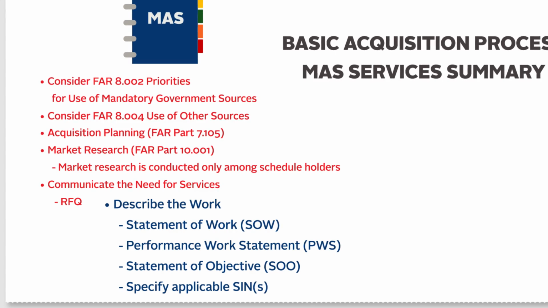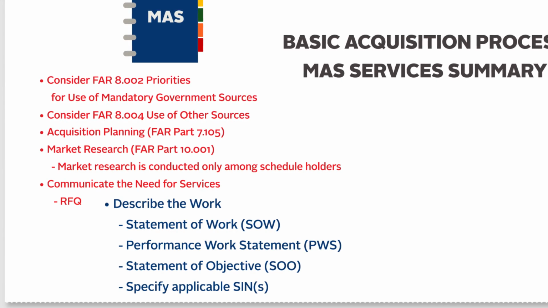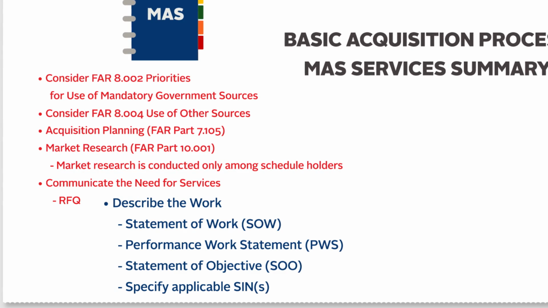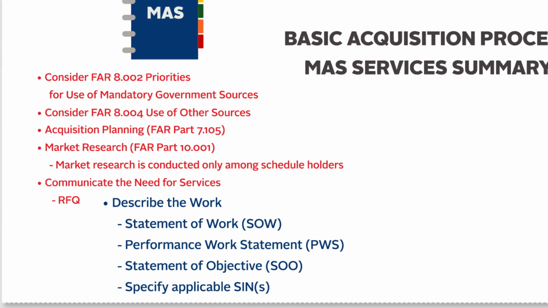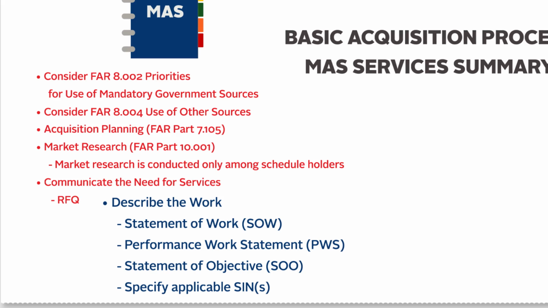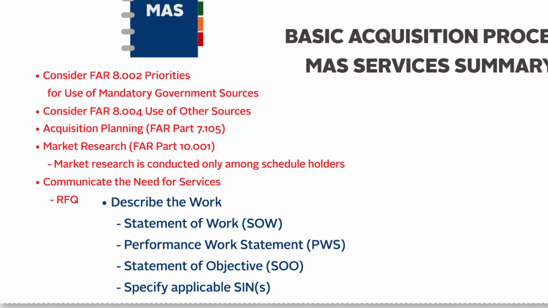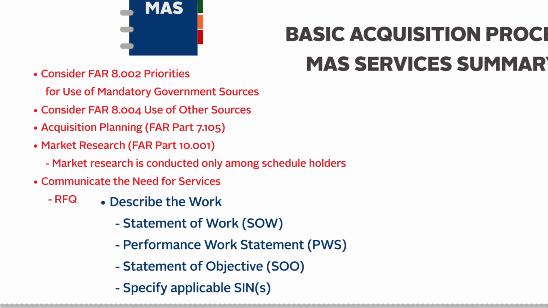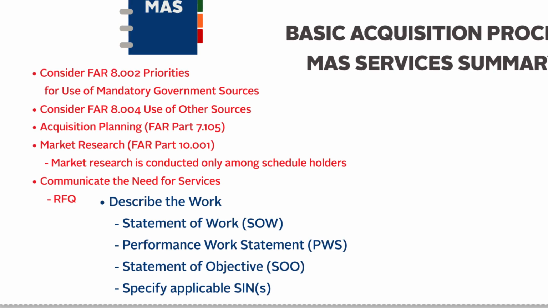A couple of key things to remember. When awarding service-based contracts, agencies are mandated to use performance-based acquisitions, and when competing an order, you need to specify which special item numbers or SINs the scope of your requirement falls under. Only contractors that hold the specified SINs may compete on your order.